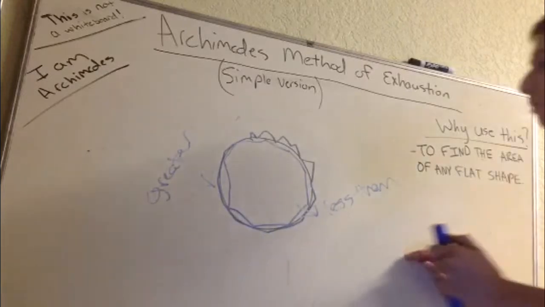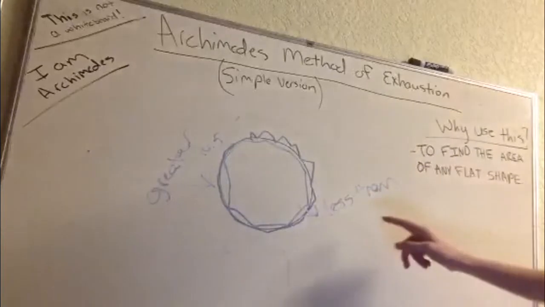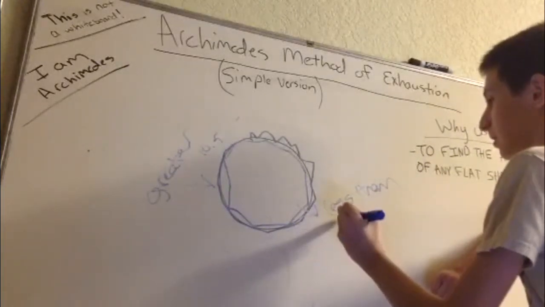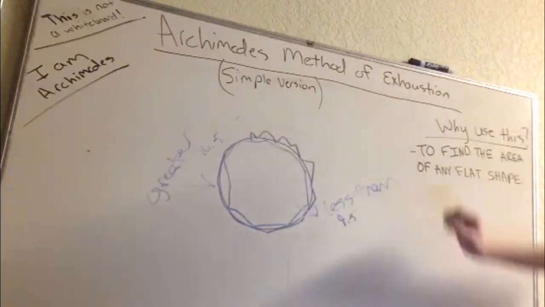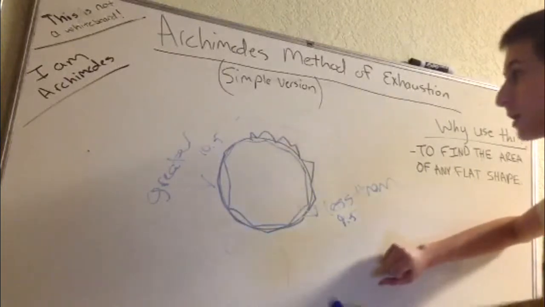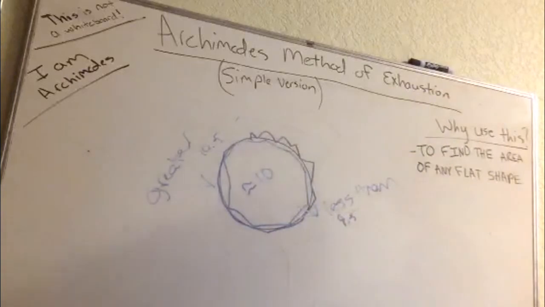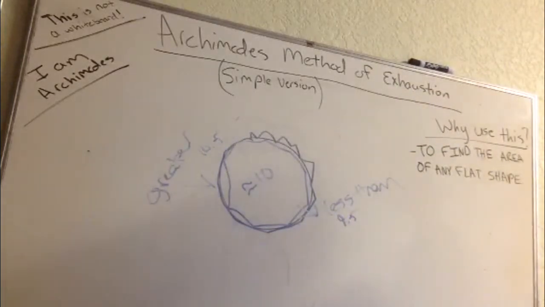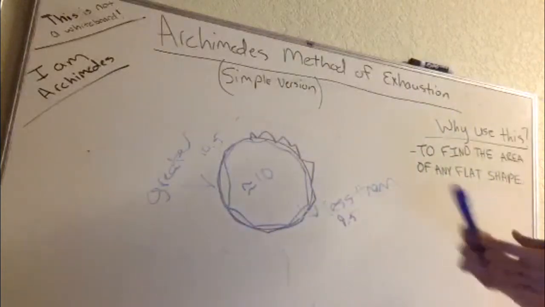So, maybe now we know that this is 10.5 and this is, I don't know, 9.5. Now you know basically for sure, almost, that it's going to be very, very close to 10. Contrary to before with the square. That basically is the method of exhaustion, Archimedes' method of exhaustion, in the simplest version possible.